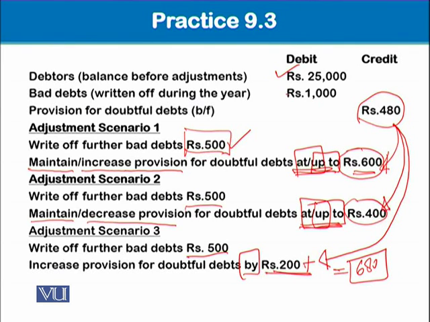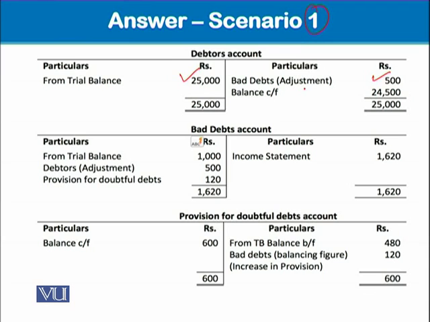This 1,000 has already been taken into debtors account since it is appearing in the trial balance. Okay. So further accounting entry will not be passed for this 1,000. Rather, that 1,000 would be appearing in the bad debts account coming from the trial balance, and this 500 will be debited because of further bad debt in the bad debts account.